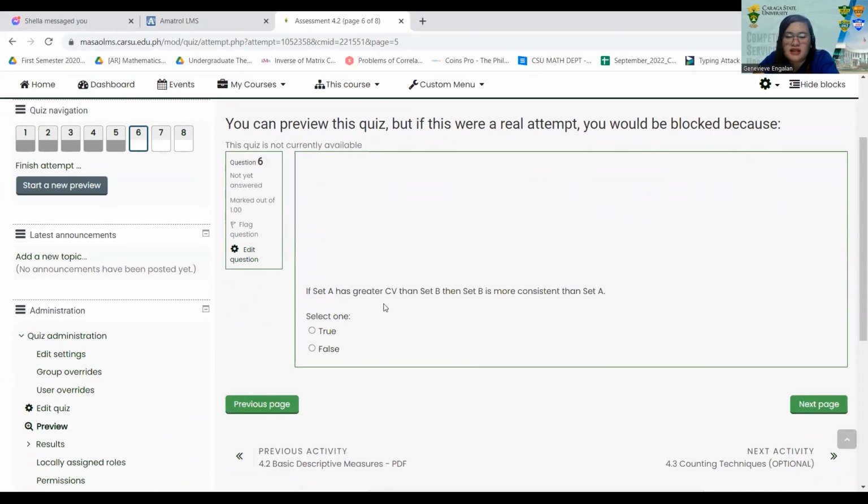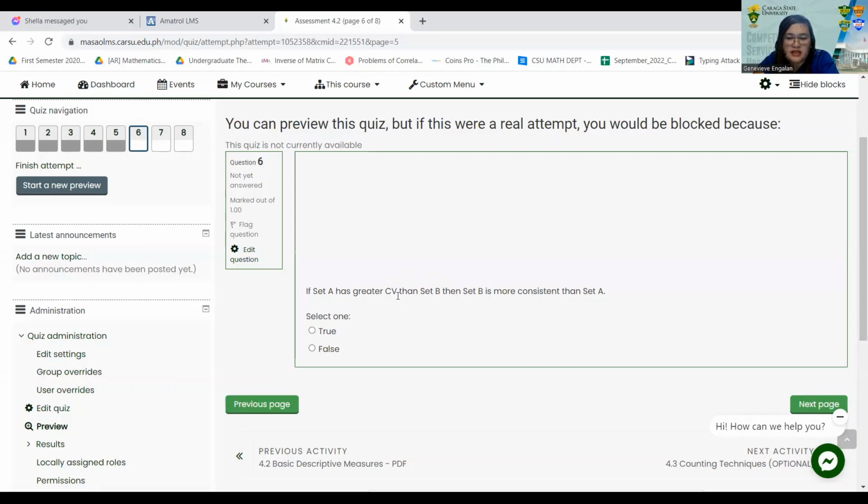Okay, if set A has greater coefficient of variation than set B, actually class, related ra gihapon ang coefficient of variation kay coefficient of variation is just equal to the standard deviation over the mean times 100%. So, kung mas dako ang coefficient of variation, mas less reliable po ang mean.